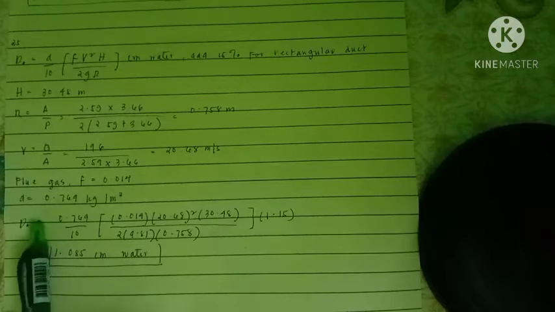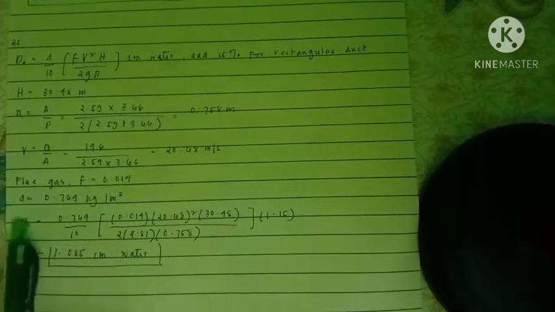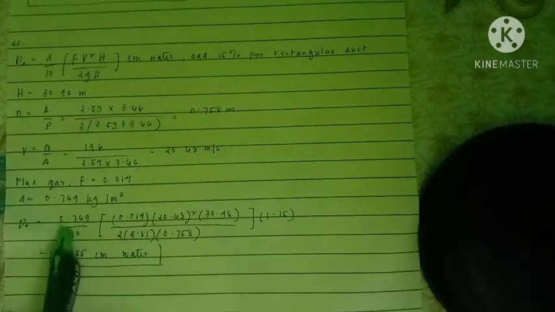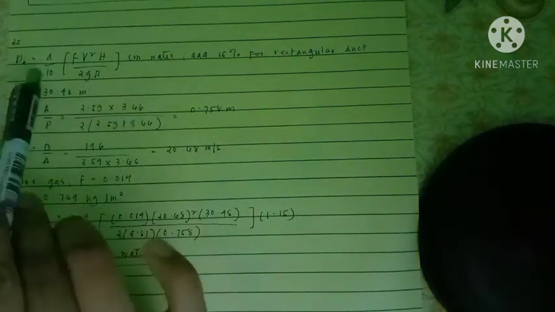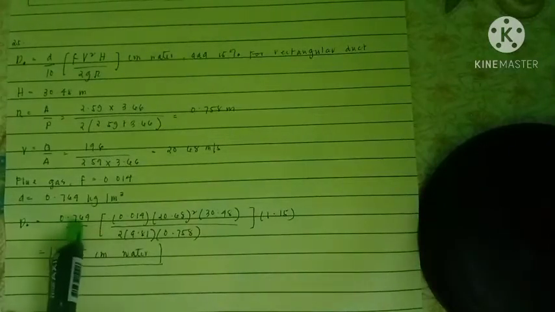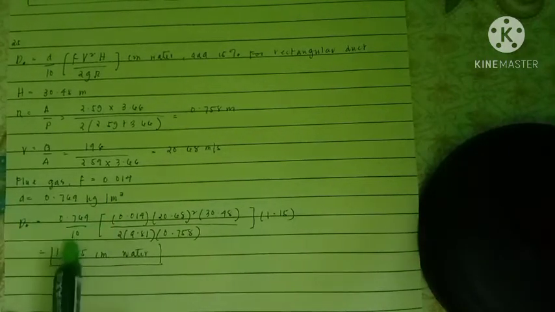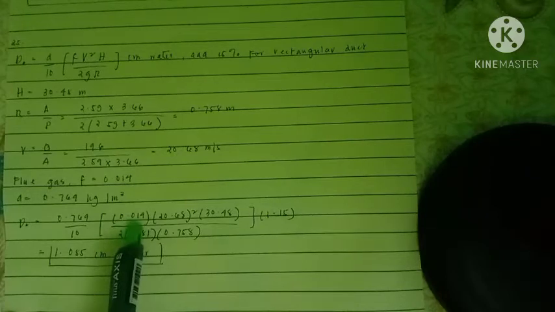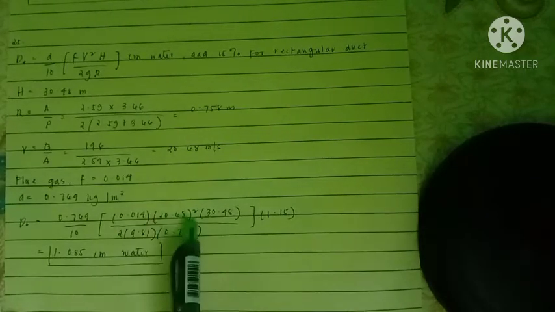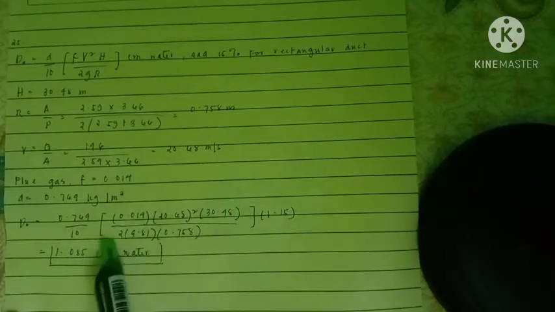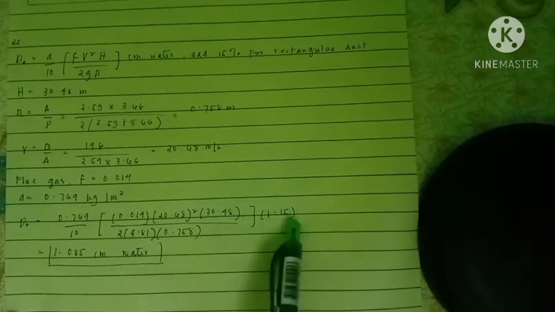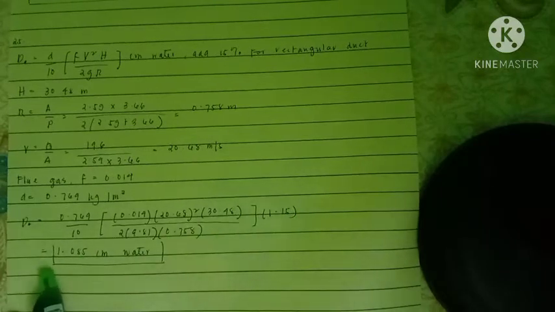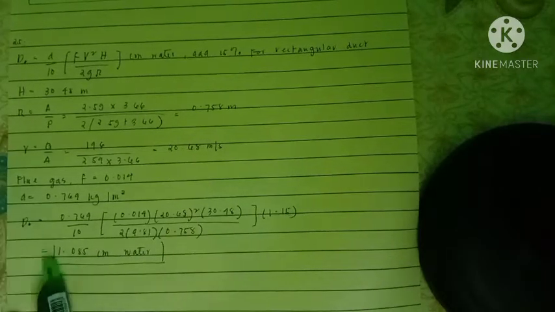So our uppercase D is equal to, substituting these values into this formula, 0.769 divided by 10 times 0.0114 times 20.68 squared times 30.48 divided by 2 times 9.81 and 0.758 times 1.15, which will give us a result of 1.085 centimeters of water.